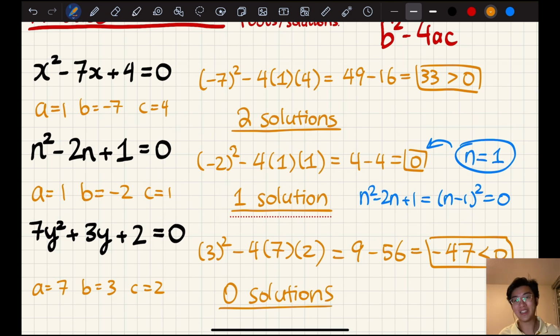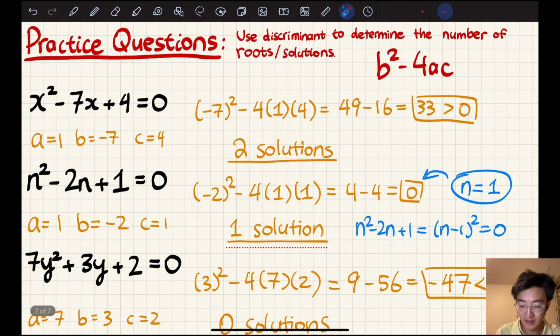Alright, so yeah, that's pretty much it. Discriminants, all we need to do is use the b squared minus 4ac. We just plug it in and figure out how many roots there are. If it's bigger than 0, there will be 2 roots or 2 solutions. Equals 0, 1 solution. Smaller than 0, or a negative number, is 0 solutions. And that's pretty much it.